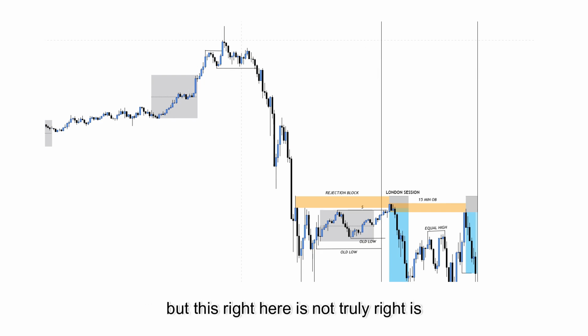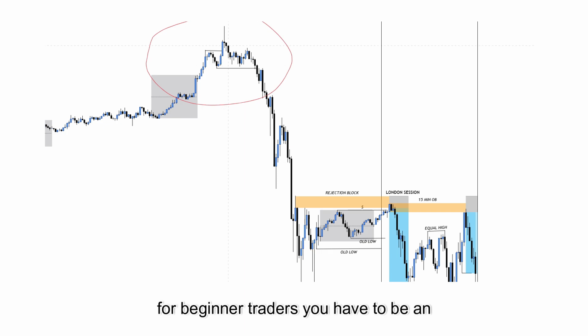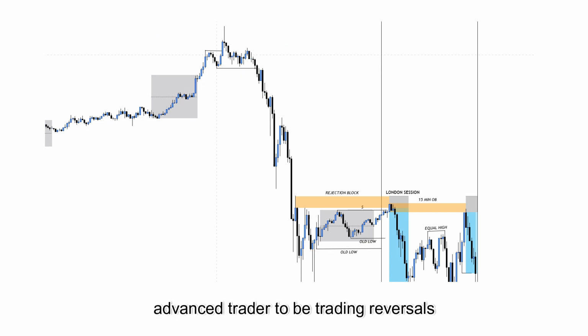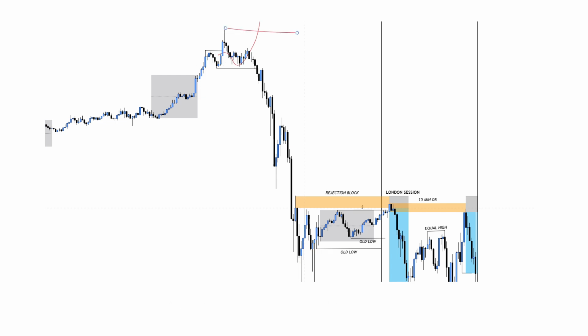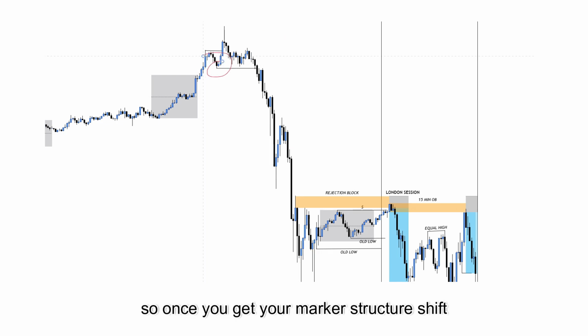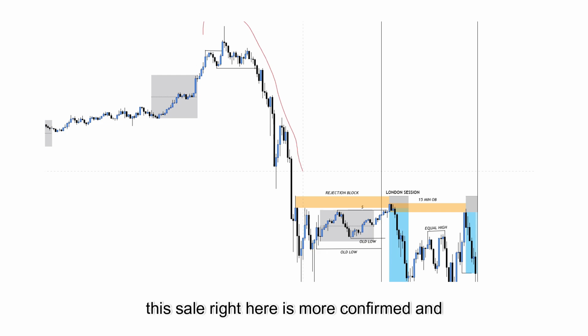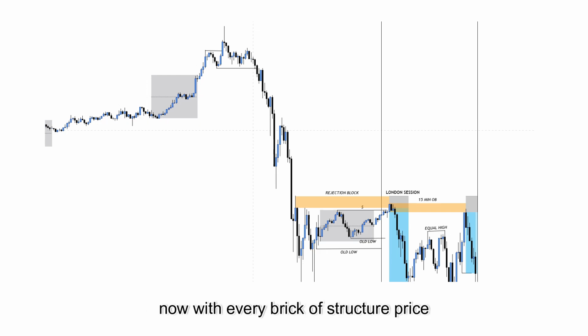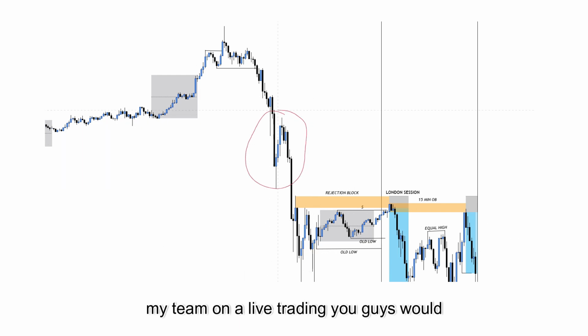But this right here is not for beginner traders. You have to be an advanced trader to be trading reversals, right? Because price may just come back up and sweep these old highs right here. So once you get your market structure shift, this sell right here is more confirmed. And now with every break of structure, price will come back and respect those zones right here to then continue lower, right?